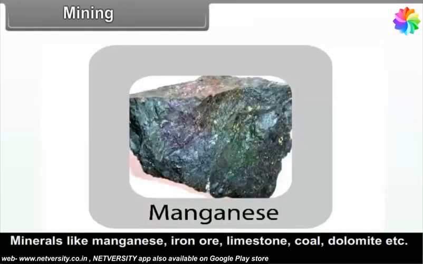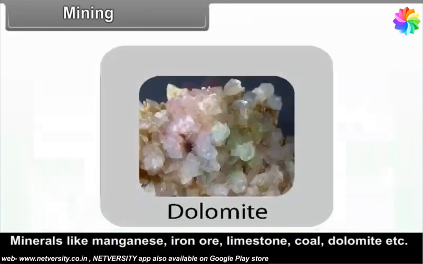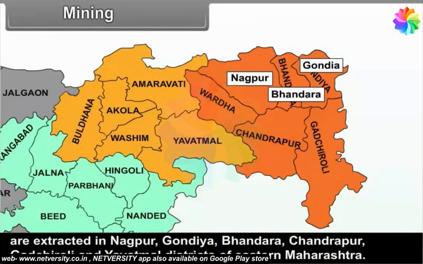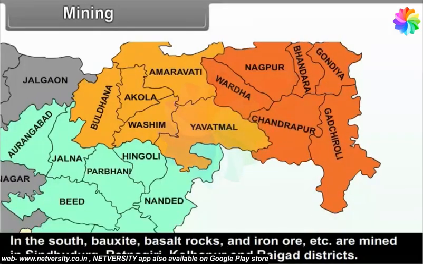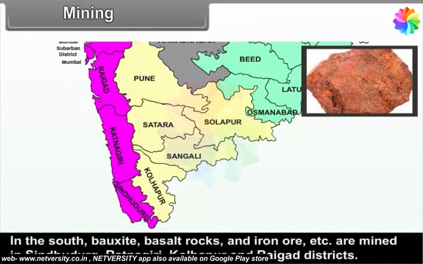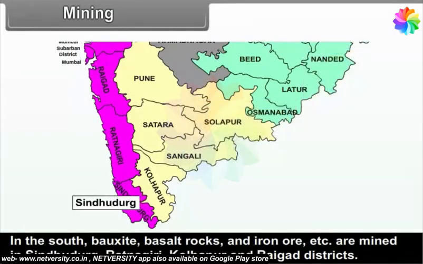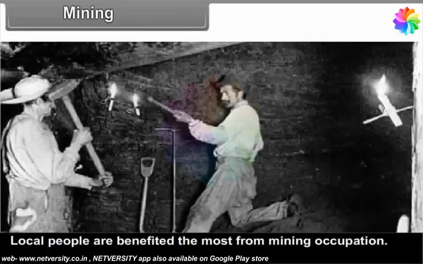Minerals like manganese, iron ore, limestone, coal, dolomite, etc. are extracted in Nagpur, Gondia, Bhandara, Chandrapur, Gadchiroli and Yavatmal districts of eastern Maharashtra. In the south, bauxite, basalt rocks and iron ore, etc. are mined in Sindhudurg, Ratnagiri, Kolhapur and Raigad districts. Local people are benefited the most from mining occupation.